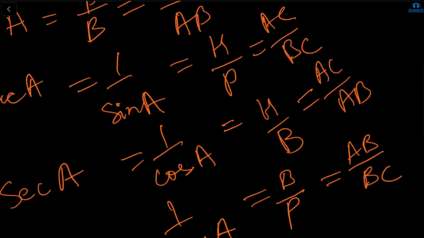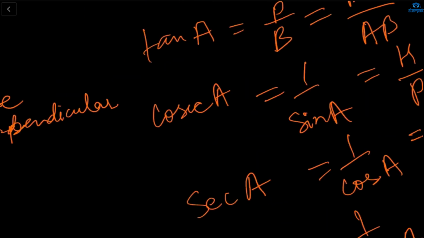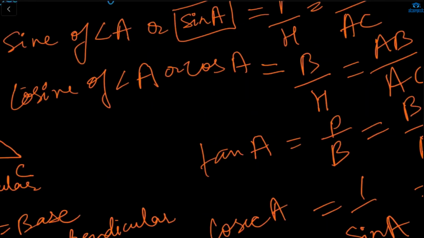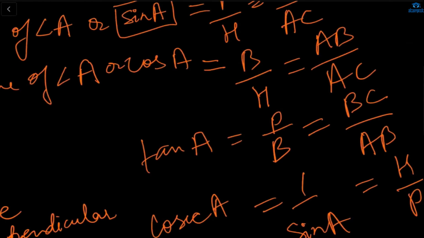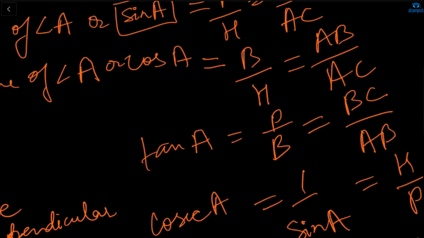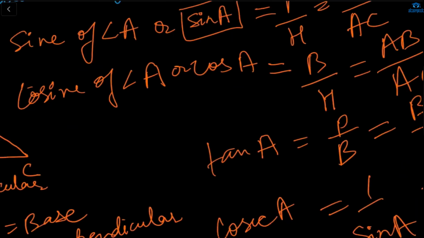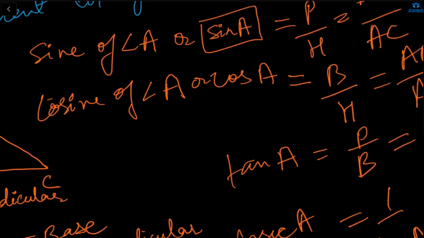Any doubt about the value of sine, cos, tan? If you know the values of sine, cos, and tan, then you can work out cosec, sec, and cot, because cosec is the reciprocal of sine, sec is the reciprocal of cos, and cot is the reciprocal of tan. Now this was with reference to angle A that I have done.